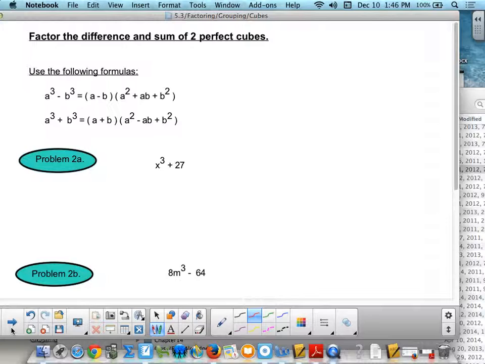Next, you must factor the difference of and the sum of perfect cubes. Oh man. Okay, guys. Now remember I said algebra 1 taught you to factor. I just retaught it. Well, now you're in algebra 2. Factor by grouping. Algebra 2. Factor perfect cubes. Algebra 2. This is algebra 2 stuff. It's just the next level.